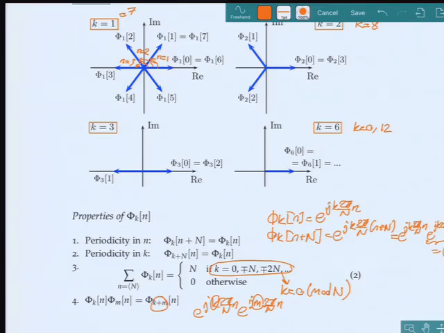I'm not going to do that because we already understand that phi 7 means the same thing as phi 1, so we don't need to make provisions for modulo every time. Right? Good? No questions?